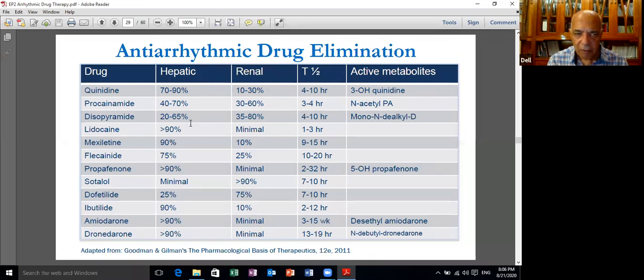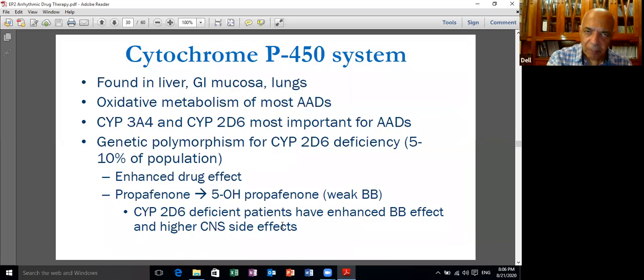If you look here, you will find that drugs like lidocaine, abutolide, amiodarone, and dronedarone are 90% metabolized in the liver. Whereas if you look into this column, you will find that sotalol and dofetilide are essentially excreted through the kidney. Most antiarrhythmic drugs have a half-life of less than 1 day, except amiodarone, which has a half-life of somewhere between 2 and 3 months. So this is the summary of this table.